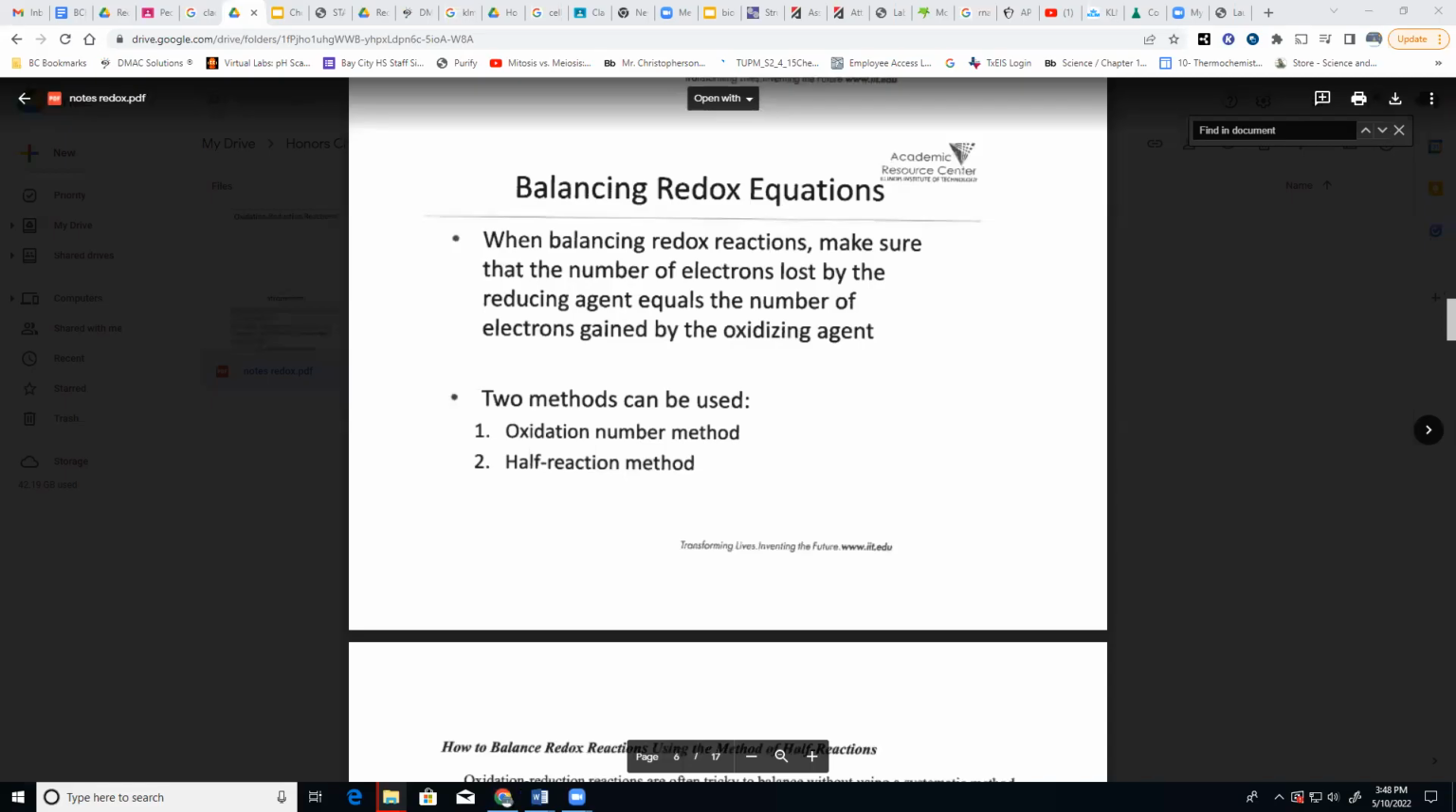All right, so we are going to move on to balancing redox reactions. It can seem a little hard. There's quite a few steps that you must follow.